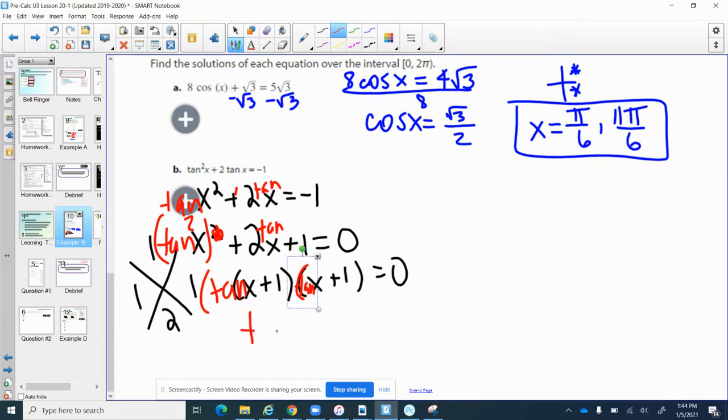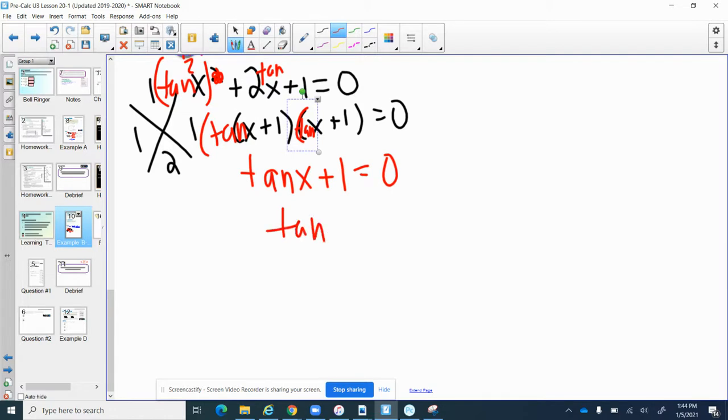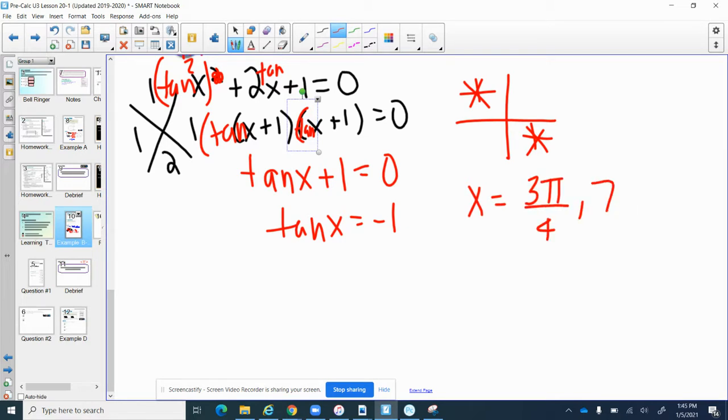So we're looking, where does tangent of x plus 1 equal 0? Since we have two of the same property, tangent of x equals -1 in two locations. Tangent is negative in quadrants 2 and 4 at the values of 3 pi over 4 and 7 pi over 4.